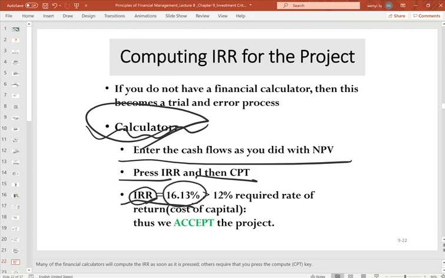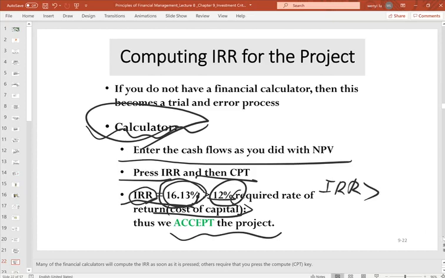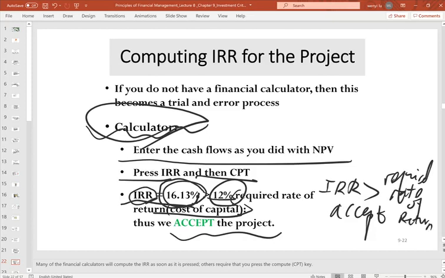Because our required rate of return in the question is 12%, your internal rate of return is more than what it costs to raise the capital for this project. So you can generate a surplus, and you will accept this project. So if IRR is more than the required rate of return, we will accept this project.